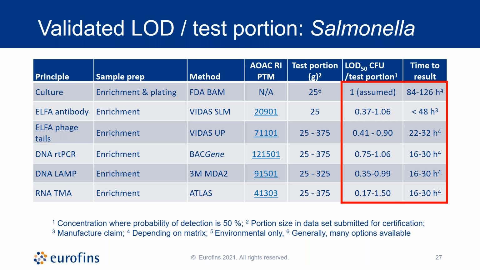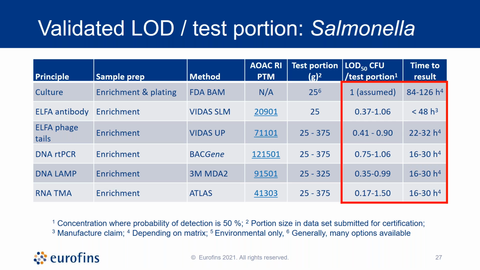Well, there are 2 reasons for that. One is that they're being compared against the BAM reference method, and the other is because I would submit that if you have less than 1 whole cell, it's not alive. So you're never in practice going to detect less than 1 cell.